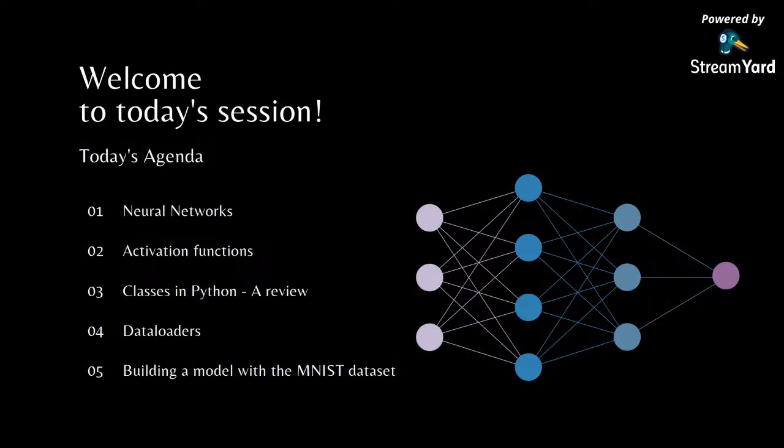Third thing, classes in Python, a small review. The reason being that when we are developing neural network models, or models for anything, if you want to build GANs or RNNs, you would definitely need to know classes. I mean, you probably do know classes, but there are small subtle points which I would like to go through. The fourth point is data loaders. Data loaders are a very strong utility tool provided to us by PyTorch, and it's really excellent. Let's learn to harness its powers. And the last thing is building a model with the MNIST dataset.